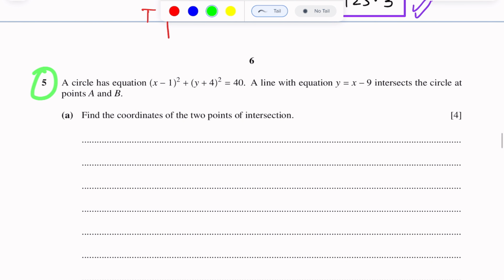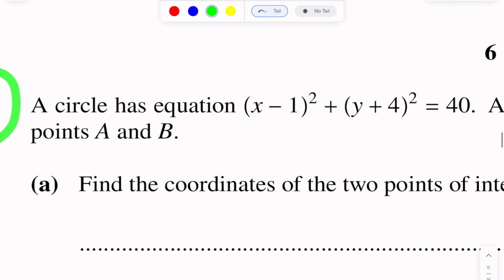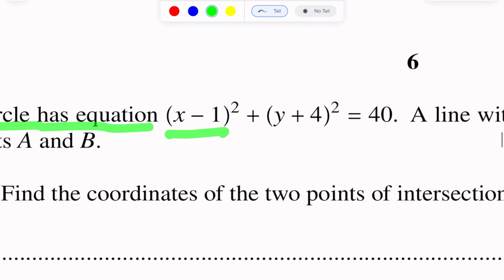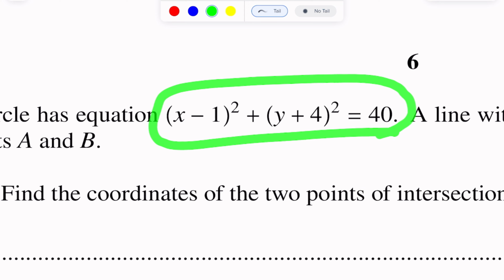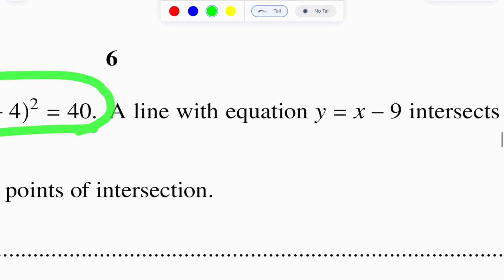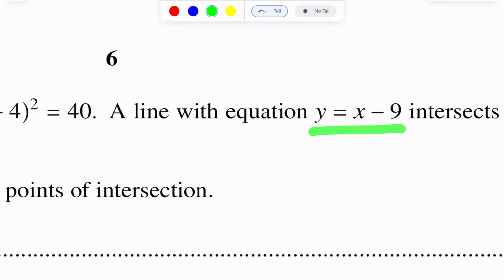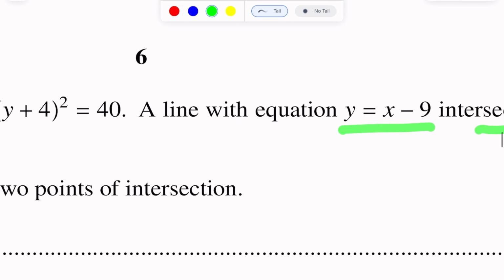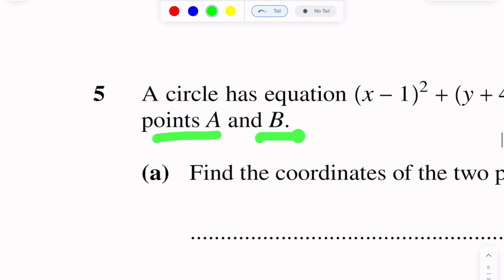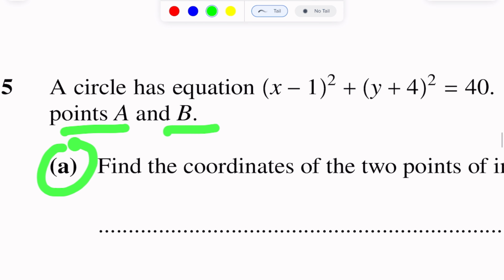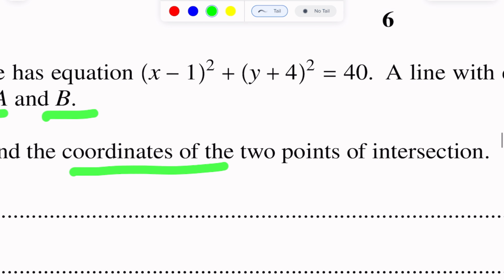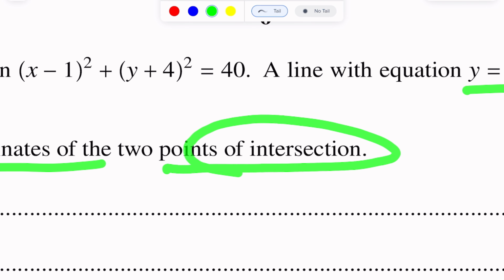Question number 5. This question is of circle. A circle has equation (x − 1)² + (y + 4)² = 40. This is the equation of the circle. A line with the equation y = x − 9 intersects the circle at points A and B. Part A is: find the coordinates of the two points of intersection.